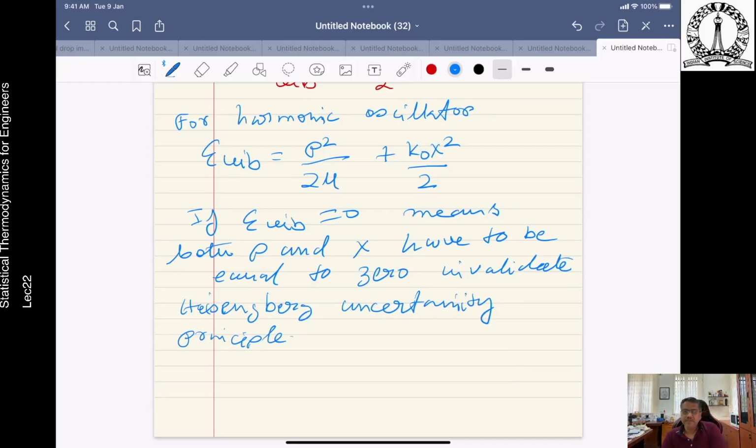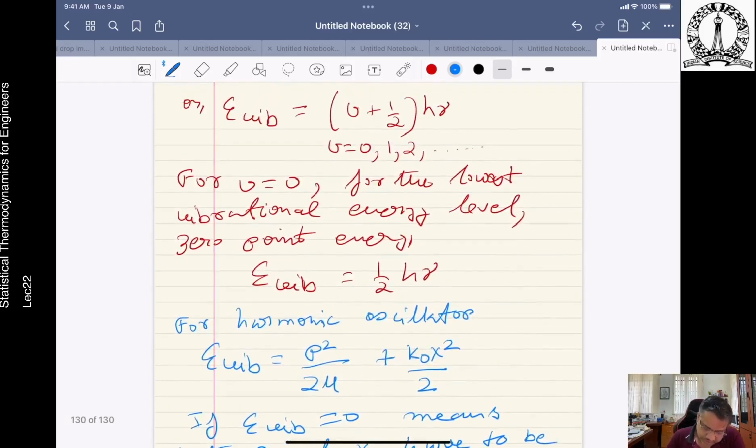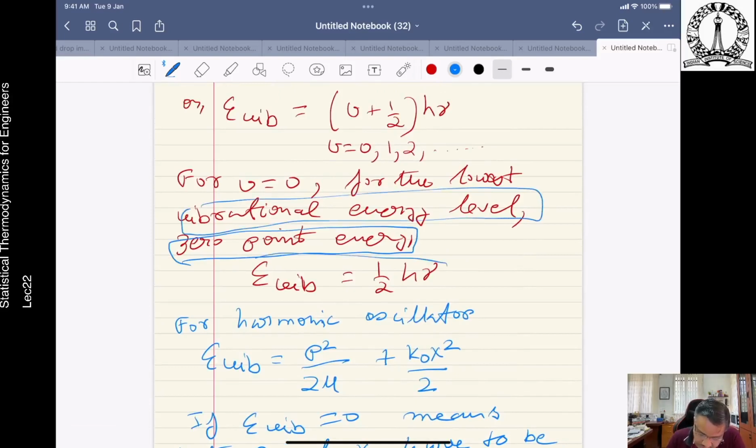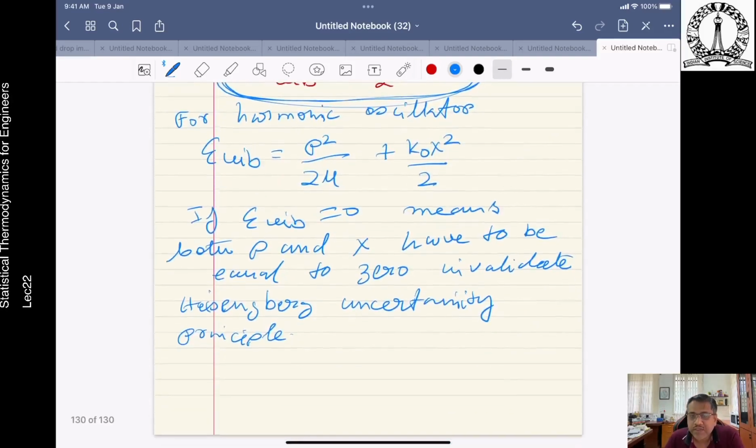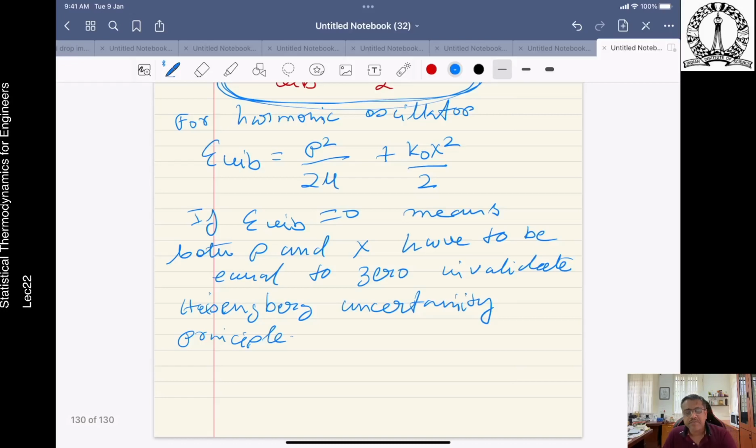Got it? So that's why the vibrational energy cannot be equal to 0. So the zero-point energy, if you look at it, the lowest vibrational level is always half h nu. Okay? Got it?